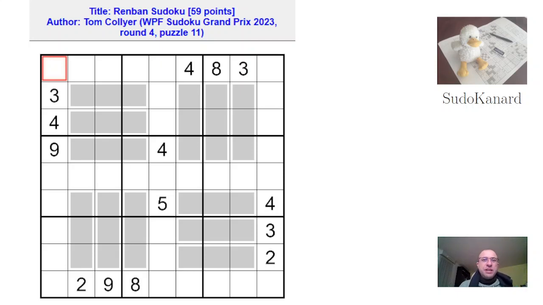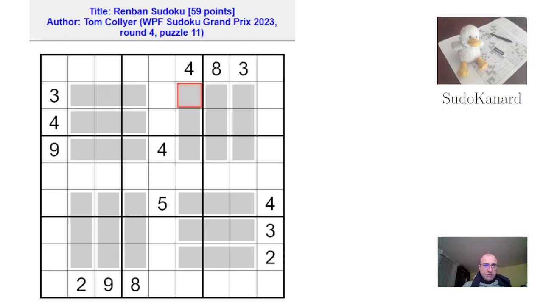We are here to solve this Renban Sudoku by British author Tom Collyer for the recent Sudoku Grand Prix, and I must say that this puzzle was my favorite in the whole round. It's really a beautiful construction. So first let me explain the rule.